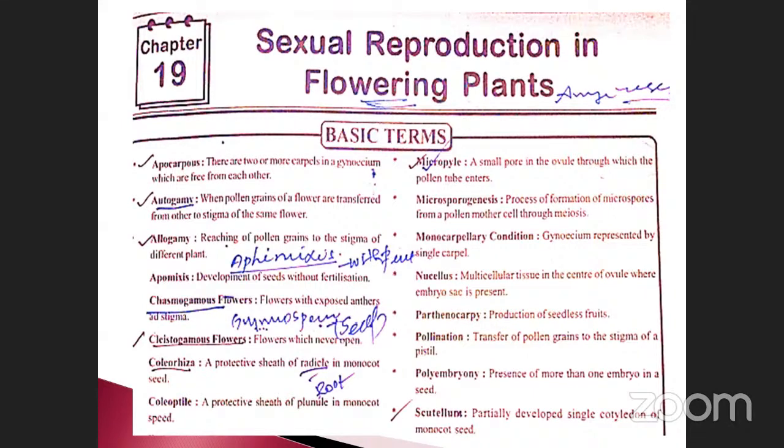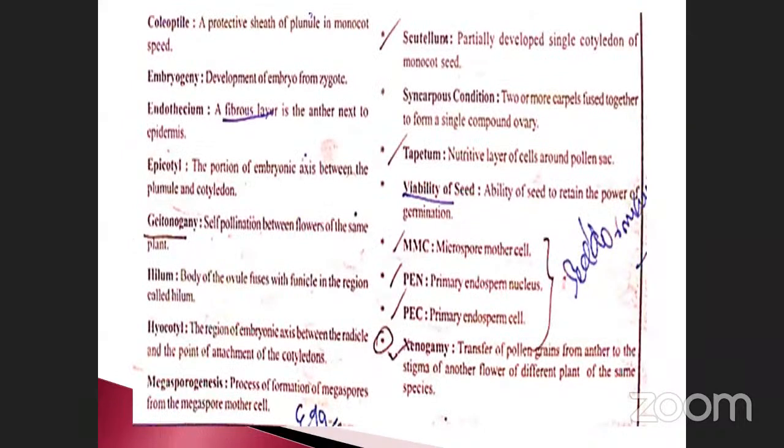Scutellum is nothing but a division of monocotyledon. It is a part of the monocotyledon embryo, divided into two parts.